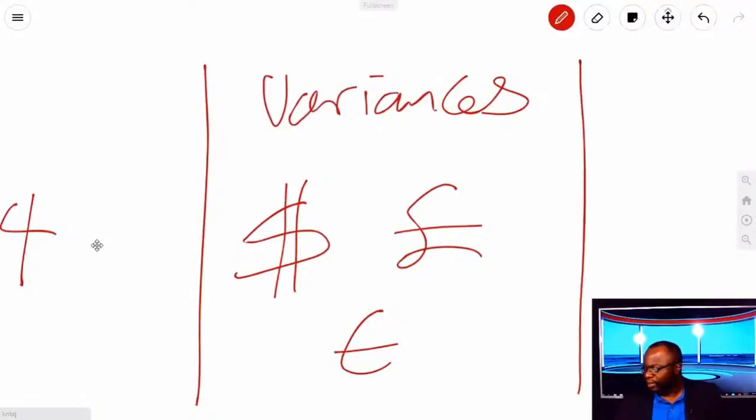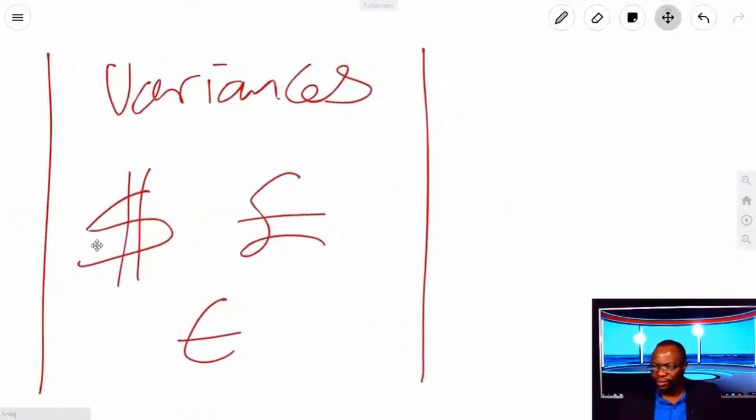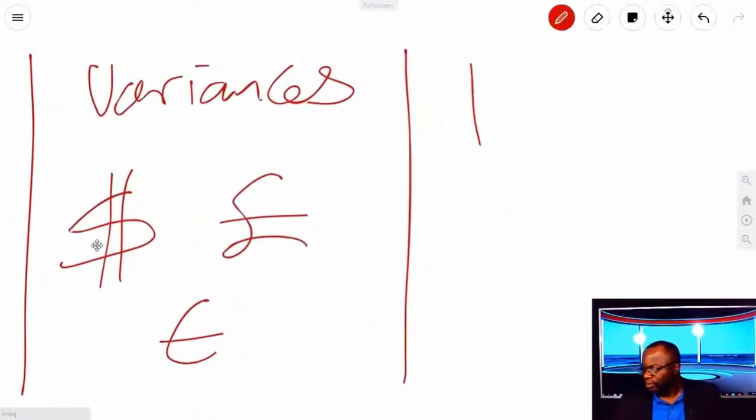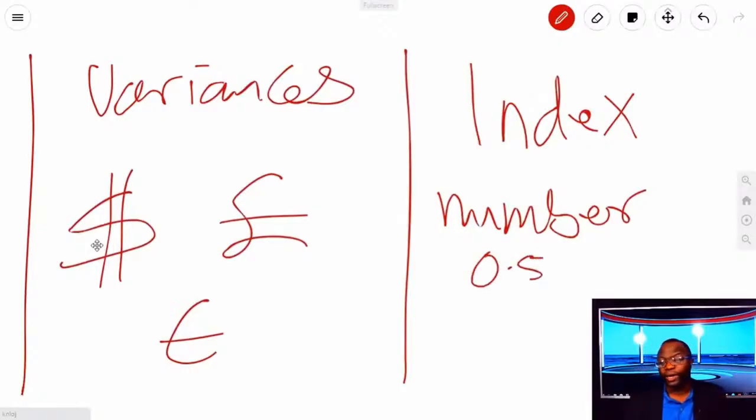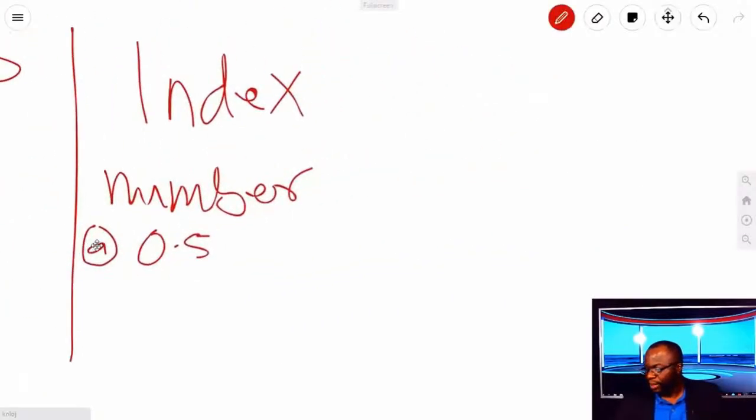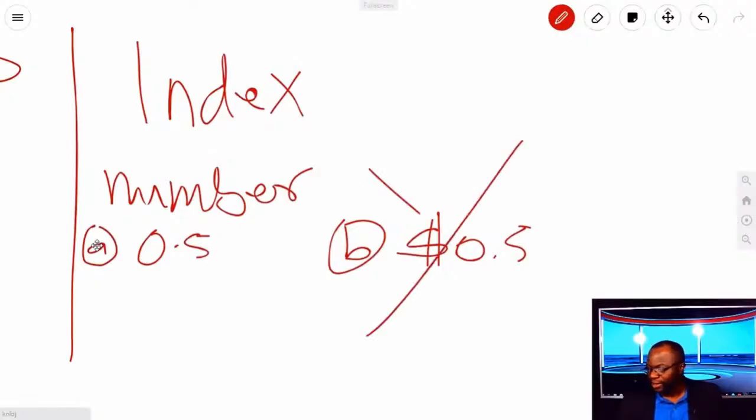If you're dealing with indices, if you're dealing with an index, you just have a number. If you're dealing with SPI or CPI or TCPI, you're just going to have a 0.5, no dollar sign. So if you get questions on the indices and you have A, 0.5, B, $0.5, or things such as that, you know that this cannot be the answer because it has a dollar sign.